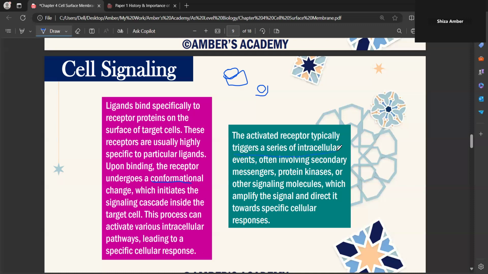Then the activated receptor typically triggers a series of intracellular events. So this is an important keyword: often involving secondary messengers, protein kinases, this is just an example, or other signaling molecules, which amplify the signal and direct it towards cellular responses.